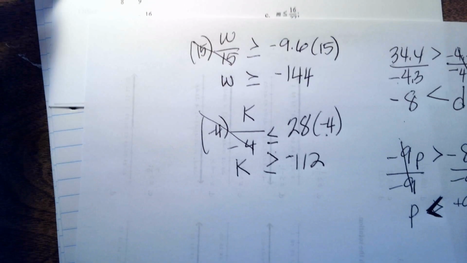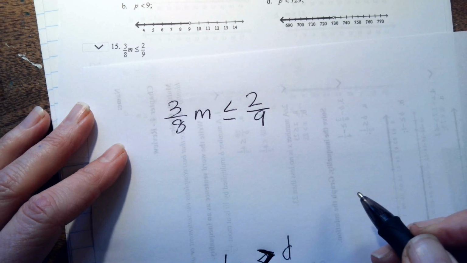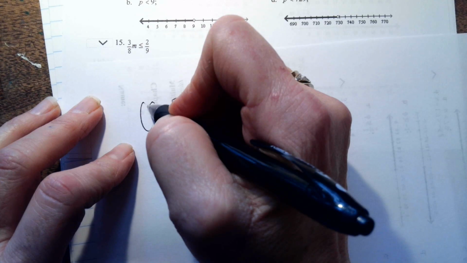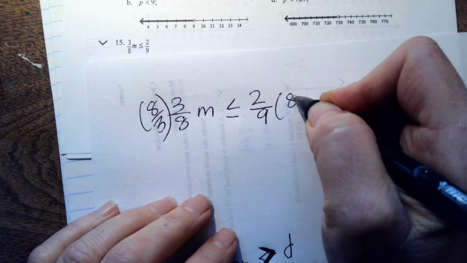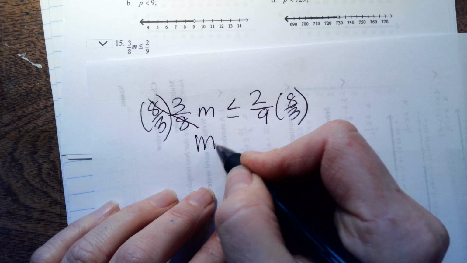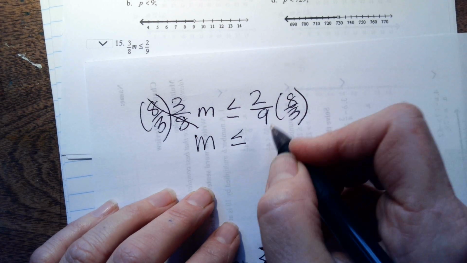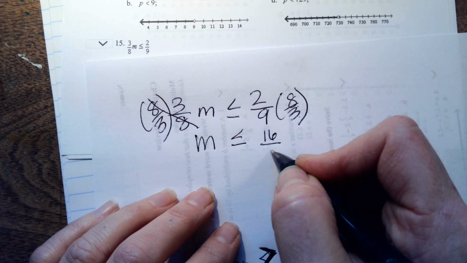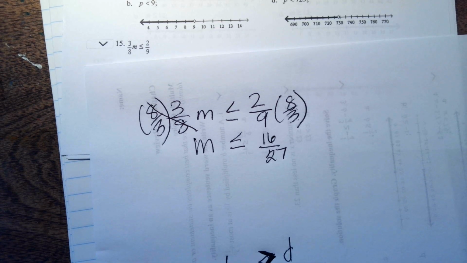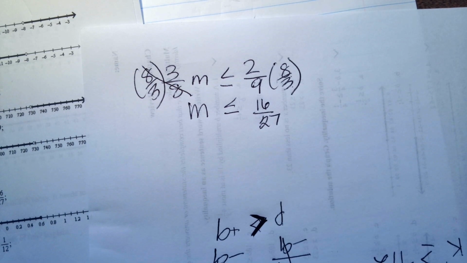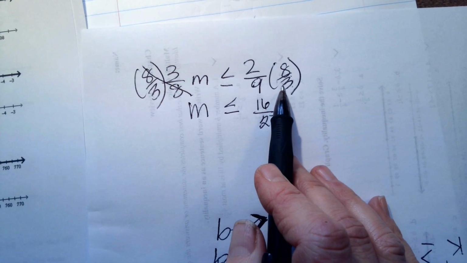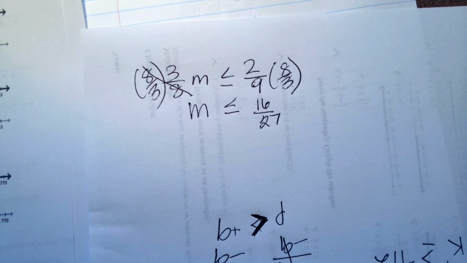Okay, next one is 3/8 m, and then we have 2/9 over here. They're multiplying by 3/8, so I use the reciprocal of 8/3, and anything I do to one side, I do to the other. M is left on this side. 2 times 8 is 16. 9 times 3 is 27. I have a positive and a positive, so my answer is positive. And I did not multiply or divide by a negative number, so my sign stays the same.